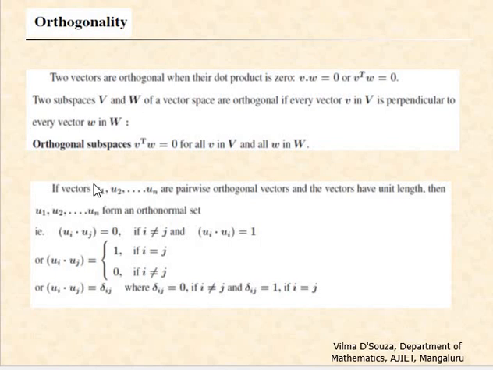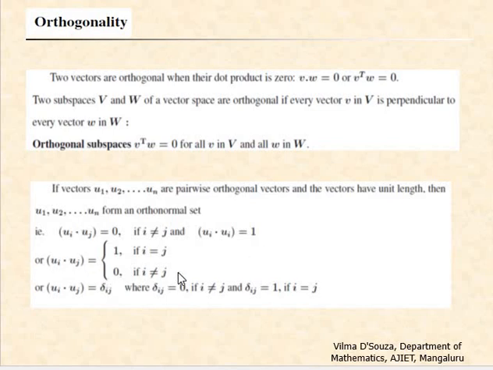If n vectors u1, u2, etc. un are pairwise orthogonal vectors and the vectors have unit length, then u1, u2, etc. un form an orthonormal set. If these vectors are pairwise orthogonal and have unit length, then the vectors form an orthonormal set. That is, you can write it as ui dot uj equal to 0 for i not equal to j, and ui dot ui is equal to 1.